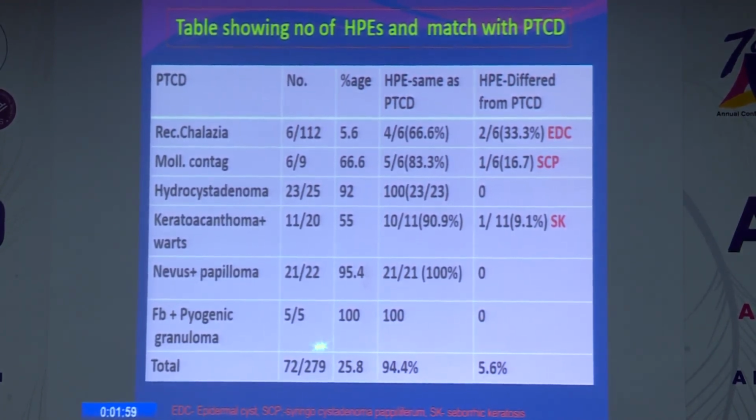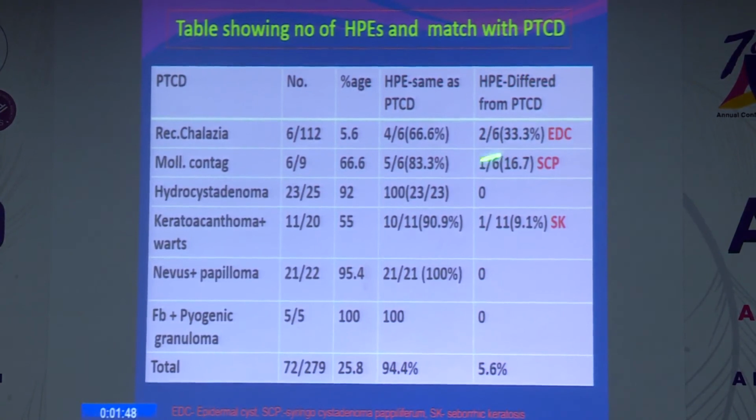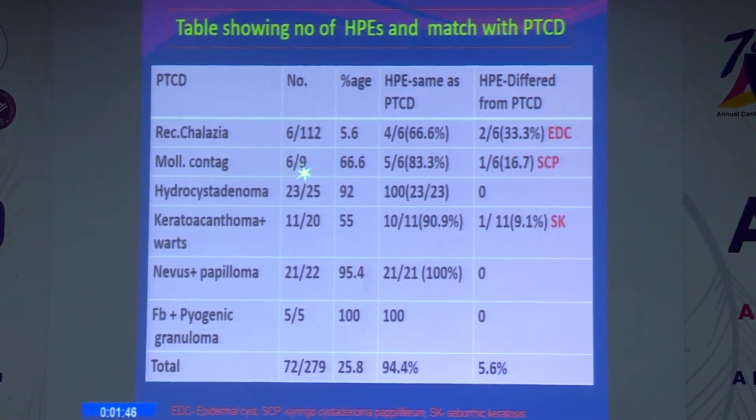Totally 72 of 279 cases, that is 25.8% of cases, were sent for HPE, which included 6 recurrent chalazion of 112; 4 did match with the clinical diagnosis while 2 turned out to be epidermal cyst. 6 of 9 molluscum contagiosa were sent; 5 did match while 1 turned out to be syringocystadenoma papilliferum.